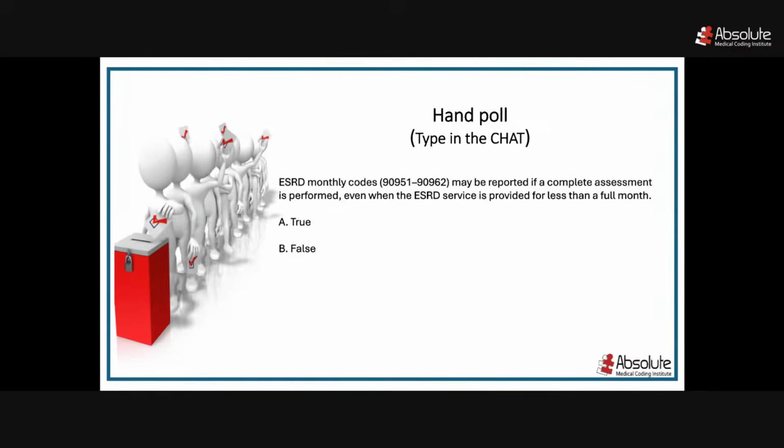Okay, this is going to be the last poll question. Hang in there, coders. ESRD monthly codes 90951 through 90962 may be reported if a complete assessment is performed, even when the ESRD service provided is for less than a month. Is this statement true or false?